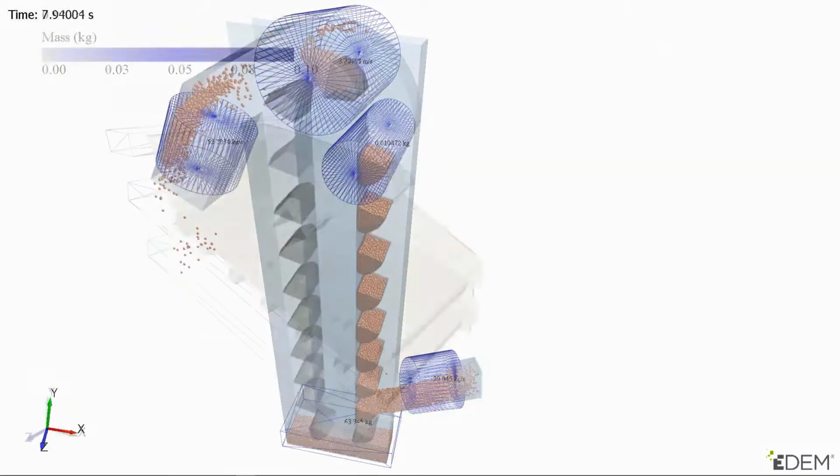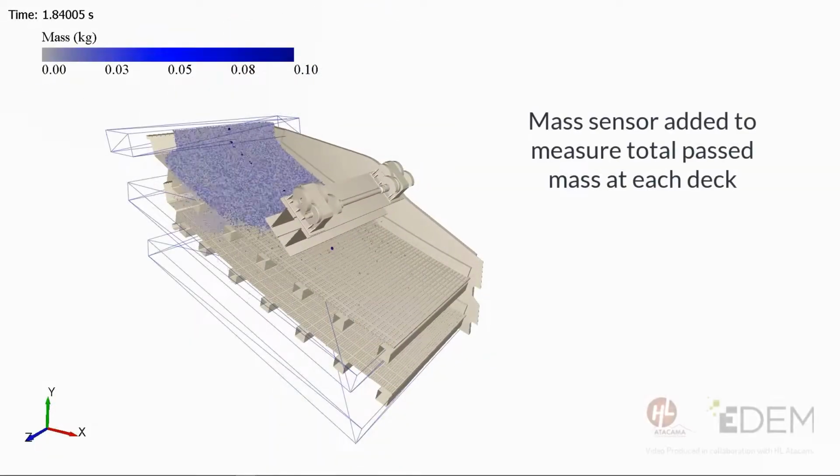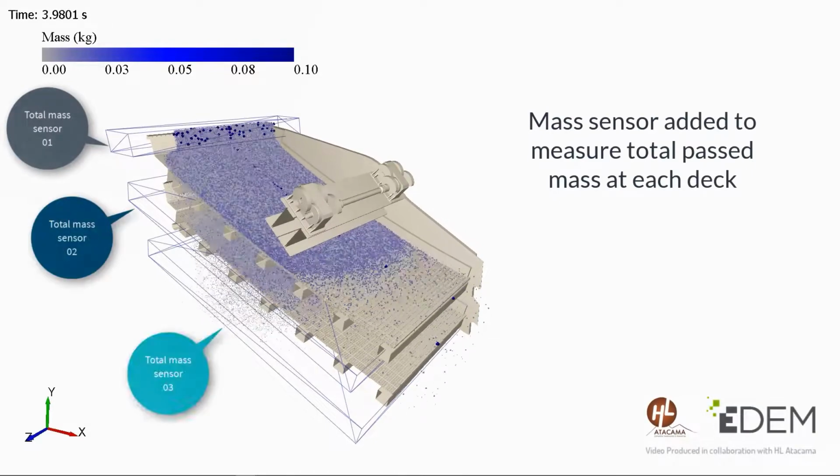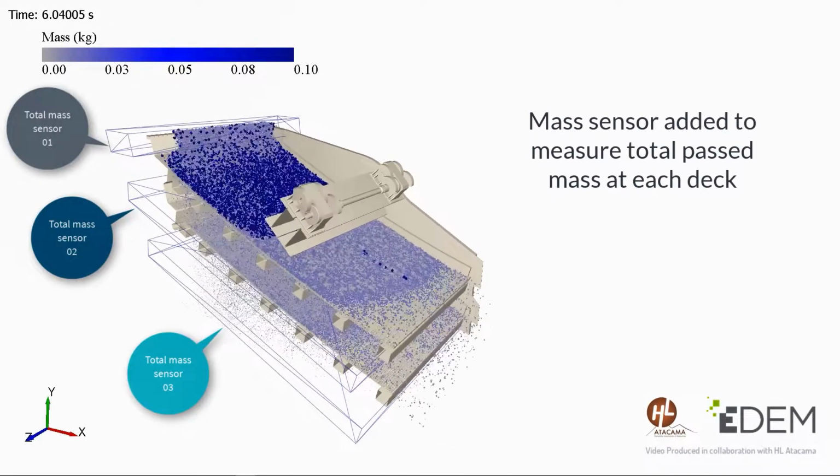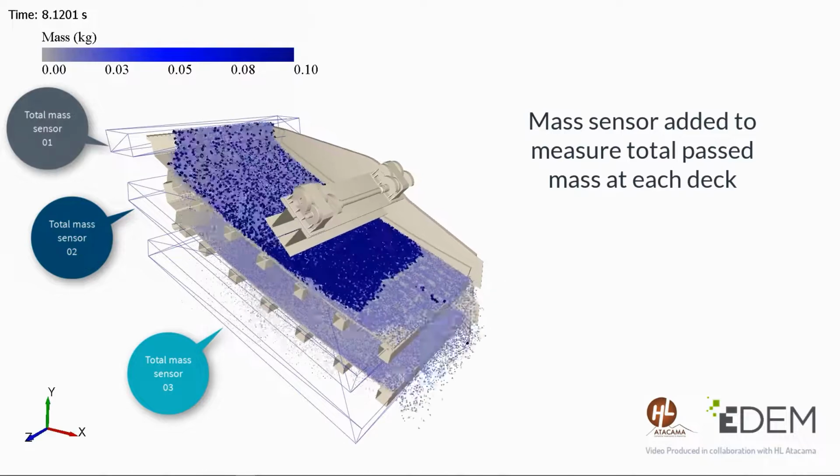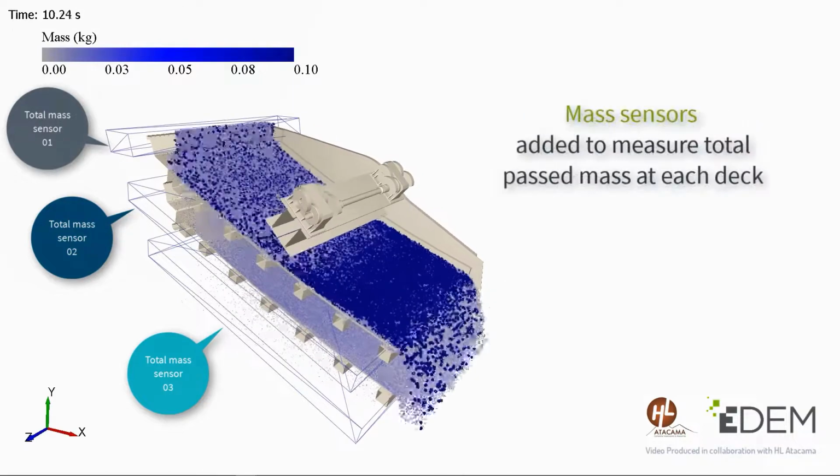And finally, we can see a vibration screening process, where total mass sensors were added to measure the total pass mass at each different deck. So we can see number 1, 2, and 3.